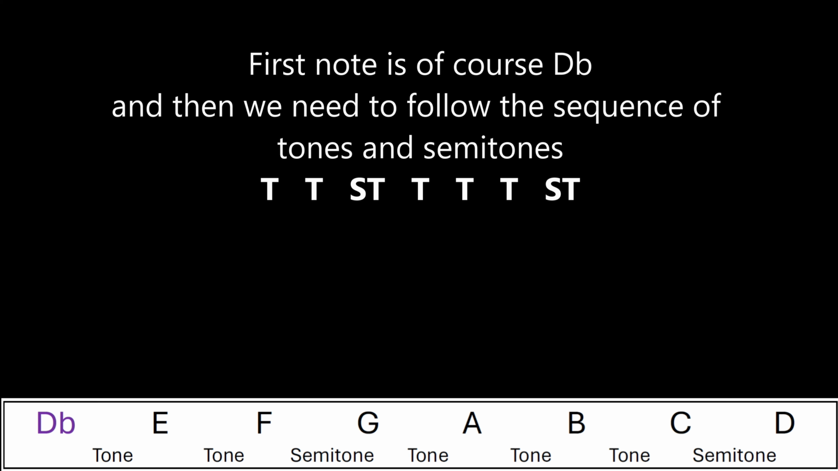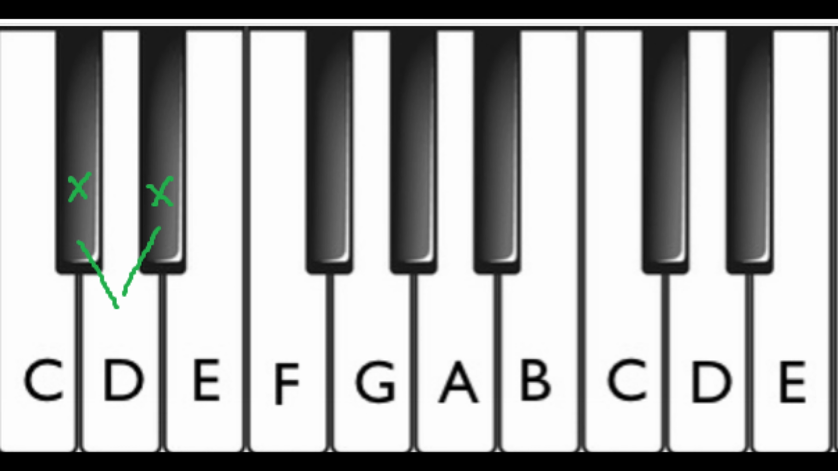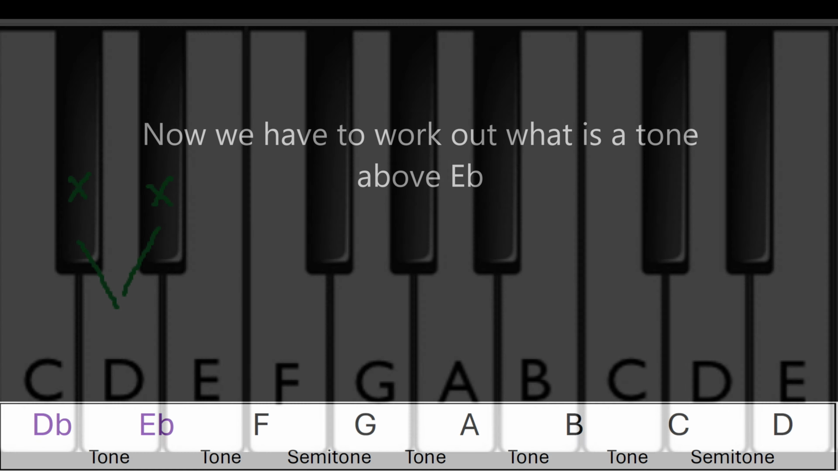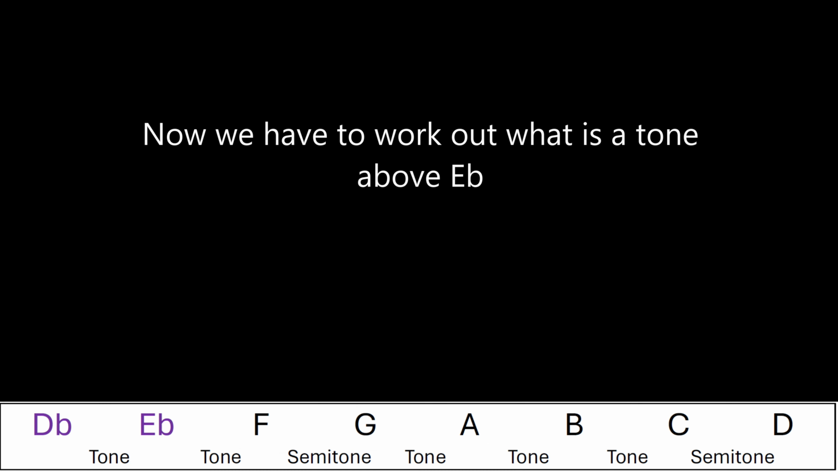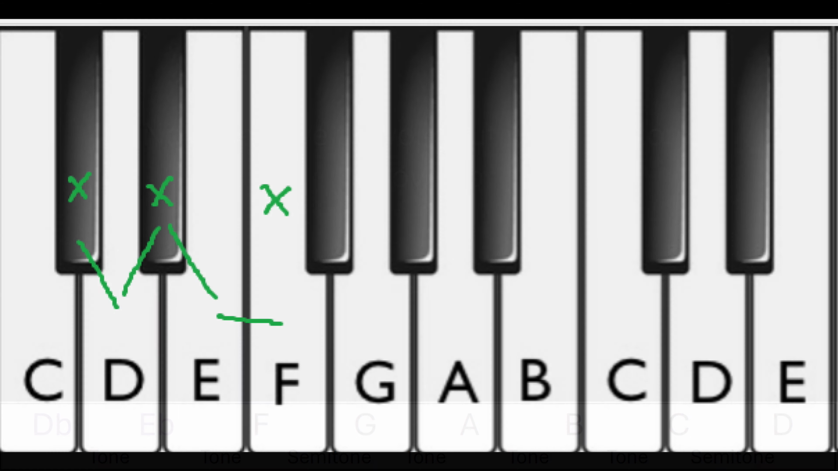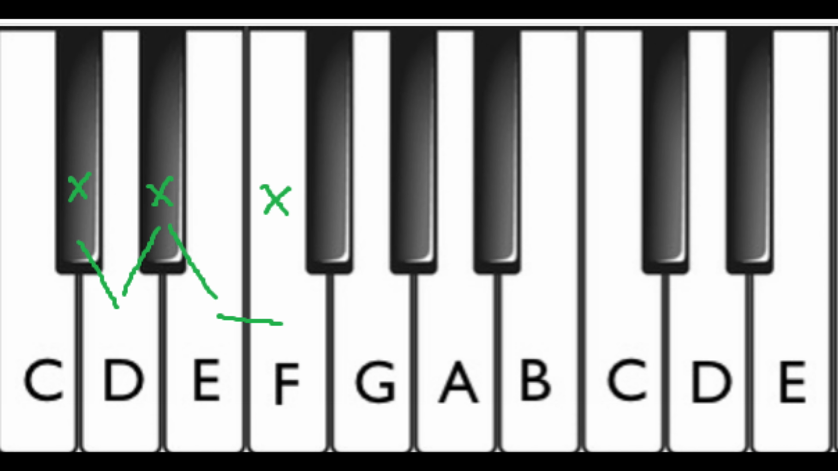So we've got to go tone, tone, semitone. The first note is, of course, D flat. So let's now go up a tone from D flat. Here's my little drawing. 2 steps up and we get to E flat. So that's the second note. Now the sequence is tone, tone. So up another tone. What's a tone up from E flat? Up 2 steps. It's an F.